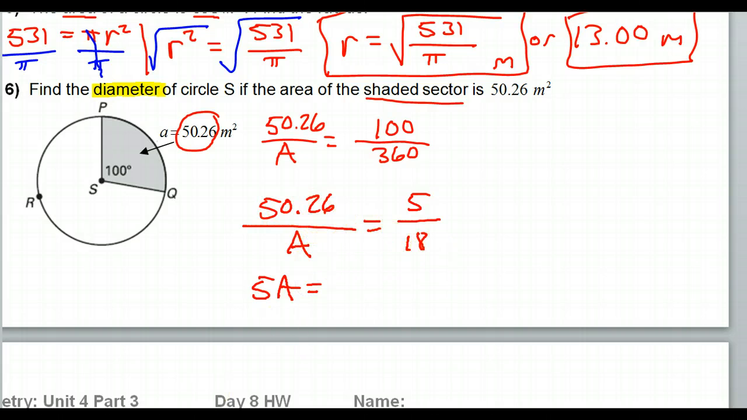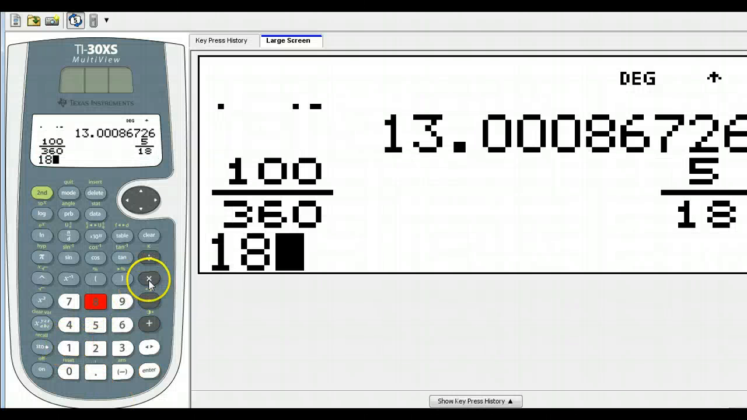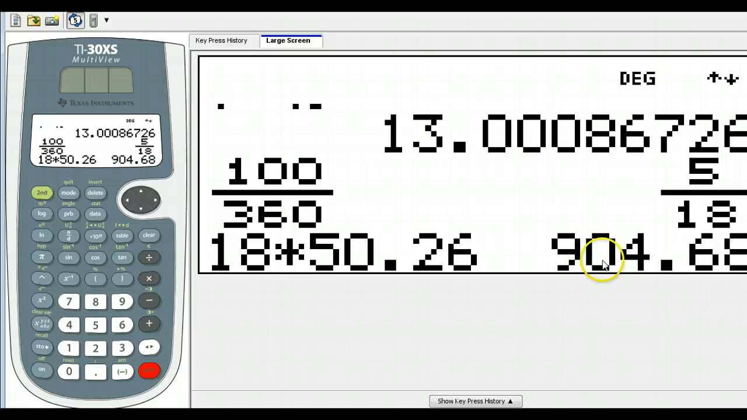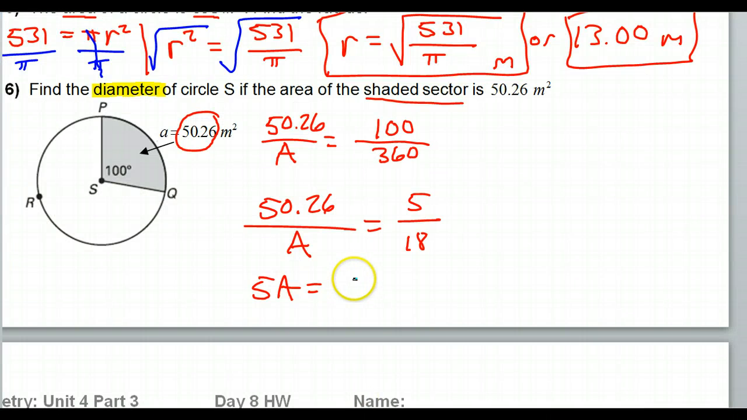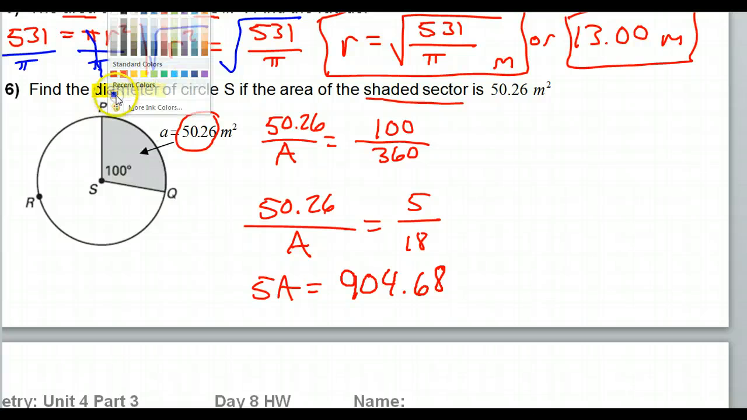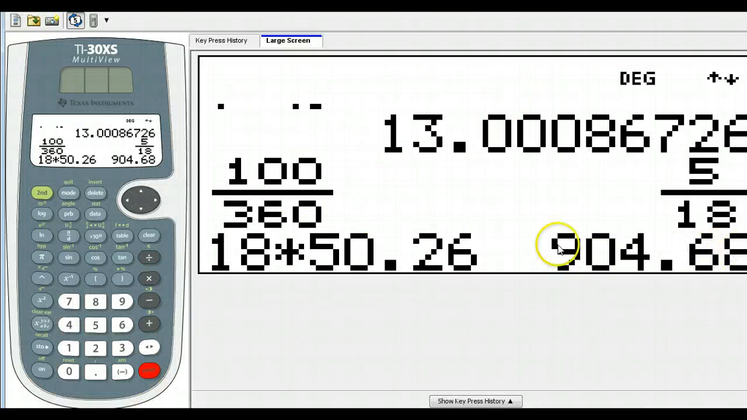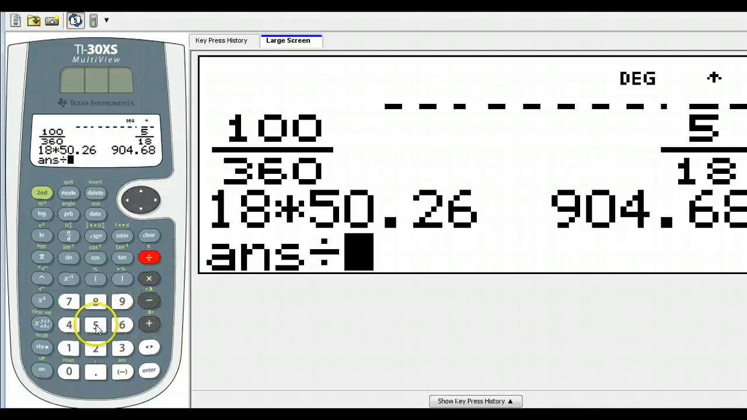Now 18 times 50.26 is 904.68. Alright, I need to get the area by itself, so I'm going to divide both sides by 5. Okay, so that is going to give me the area. So this divided by 5. That's already in my calculator, so I can just go ahead and hit divided by 5 right now.